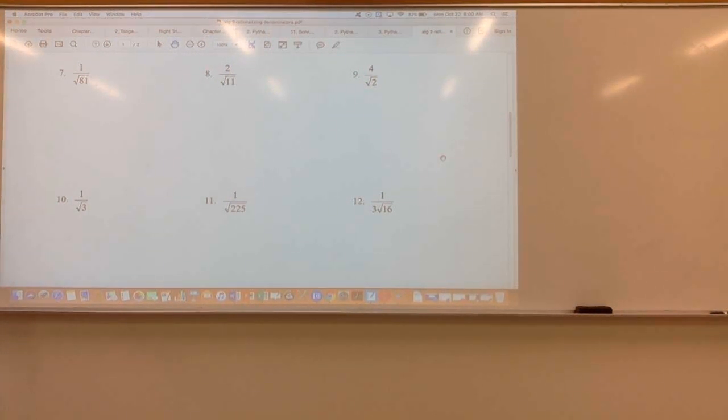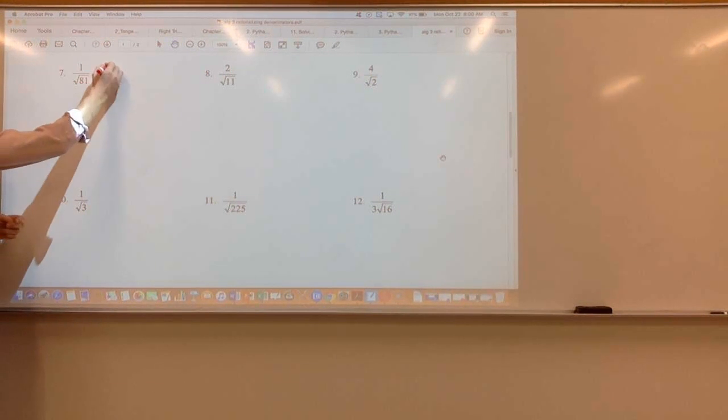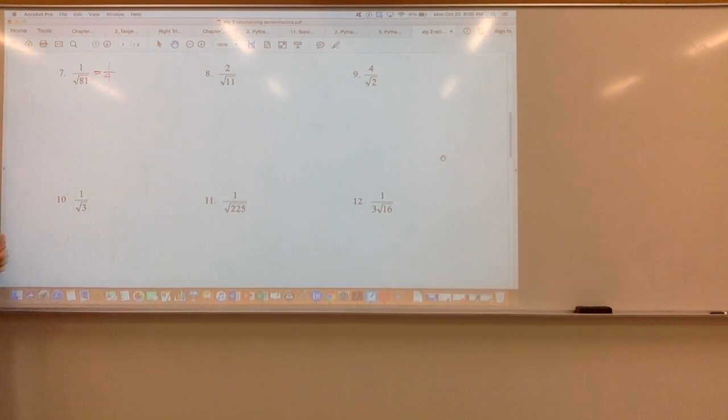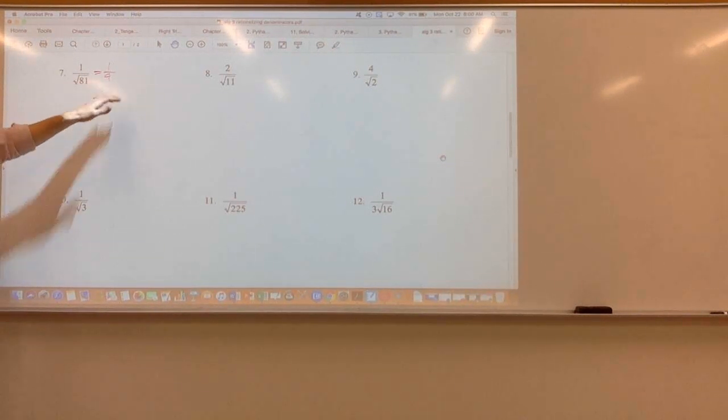Right, it's just 9. The square root of 81 is 9. 81 is a perfect square. Right? So, right off the bat in this problem, I can say that this is just equal to 1 over 9. The square root of 81 is just 9. It's a perfect square.